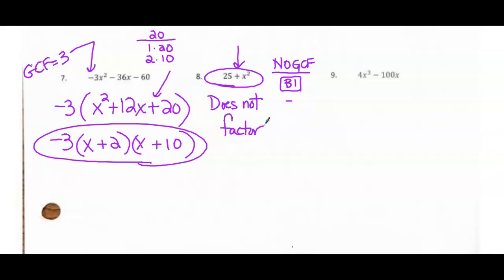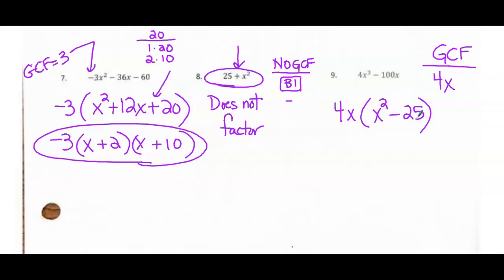Greatest common factor. Remember, always check numbers and variables, because on this last one, 4 goes into 100. So the greatest common factor number is 4, but they both share x. Both share x. The leading term's positive, so we don't have to worry about that. So we have 4x, and we're going to have a binomial. 4x cubed divided by 4x is x squared. Minus 100x divided by 4x is 25.